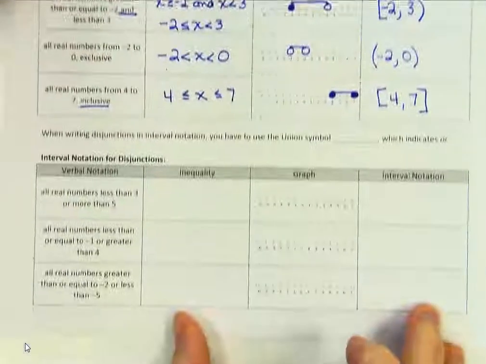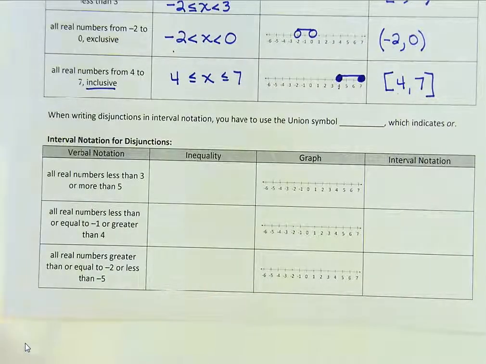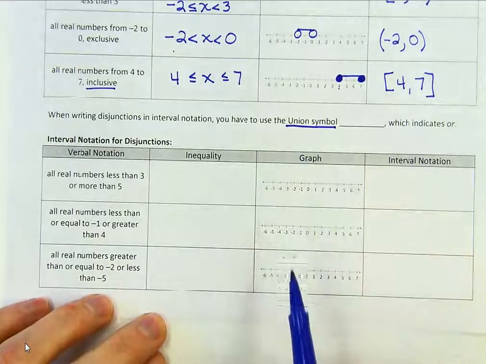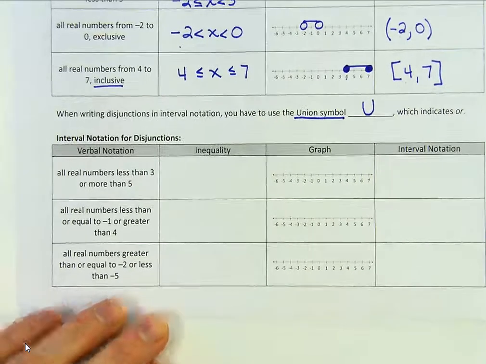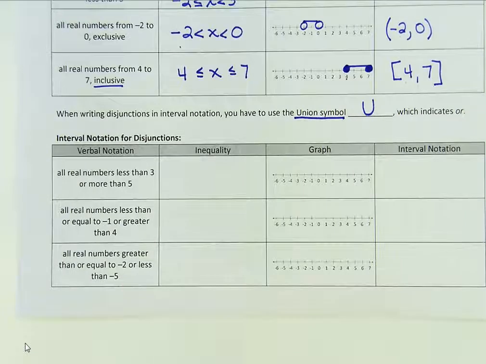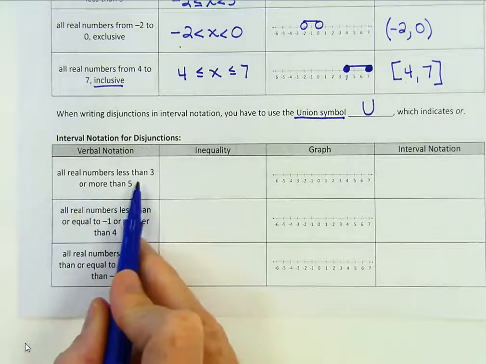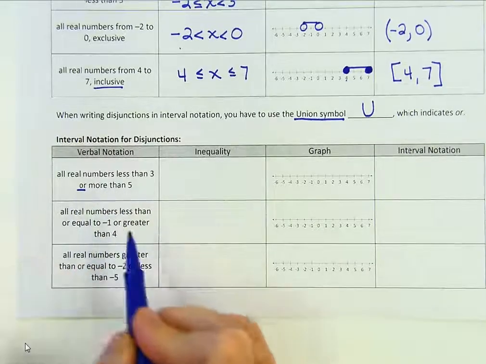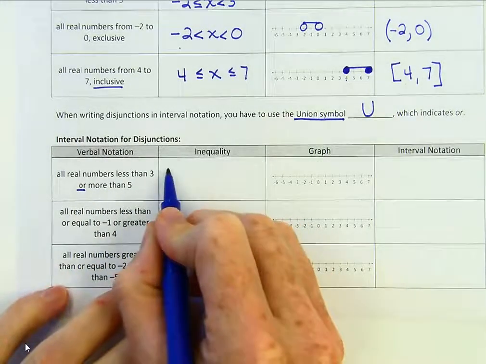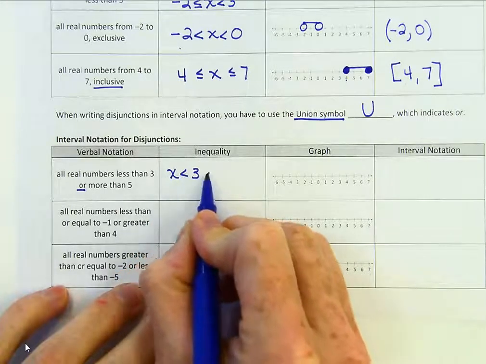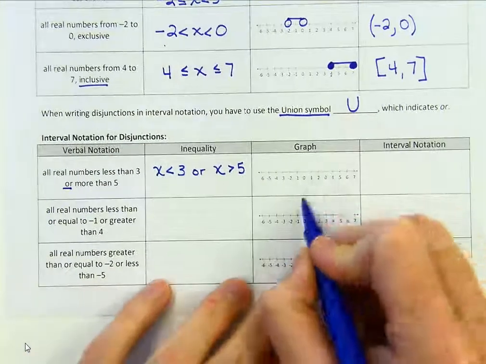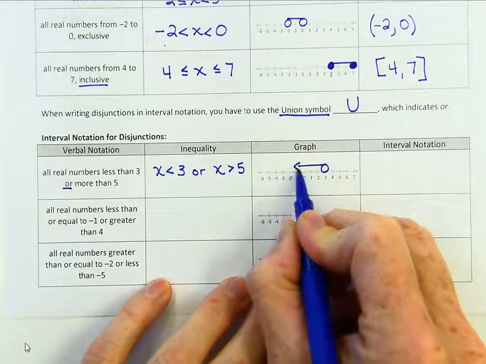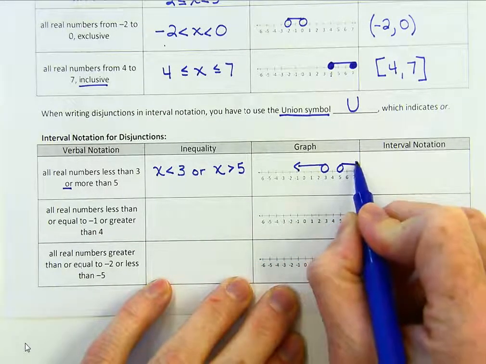Now, the last thing is, how do you write disjunctions in interval notation? Well, there is a new symbol that you have to know, and it is called the union symbol, and it indicates or, and it is simply a U. So, for this one, remember these are disjunctions, they will be disconnected. So, all real numbers less than 3 or more than 5. So the inequality will be x is less than 3 or more than 5. So as we go over here and graph it, x is less than 3 or x is greater than 5.